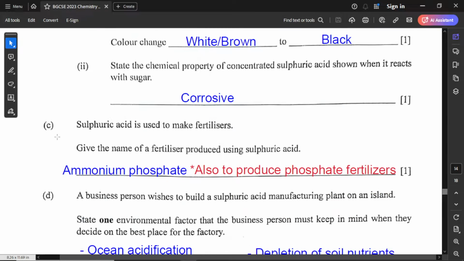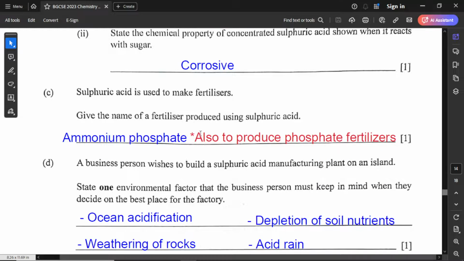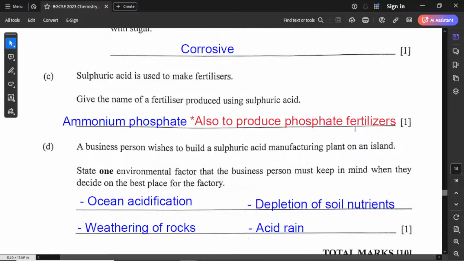All right, and part C: sulfuric acid is used to make fertilizer. Give the name of a fertilizer produced using sulfuric acid. Generally one of the most common ones is ammonium phosphate, and also we can have phosphate fertilizers generally. That's another way you could state it, but generally ammonium phosphate is produced.